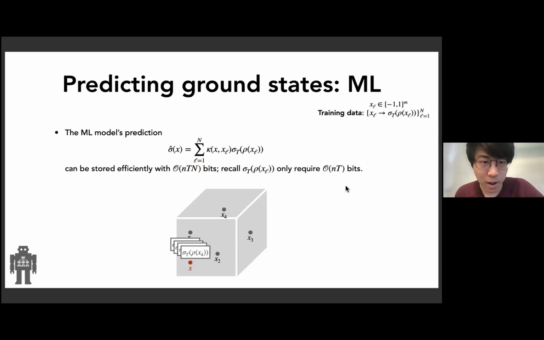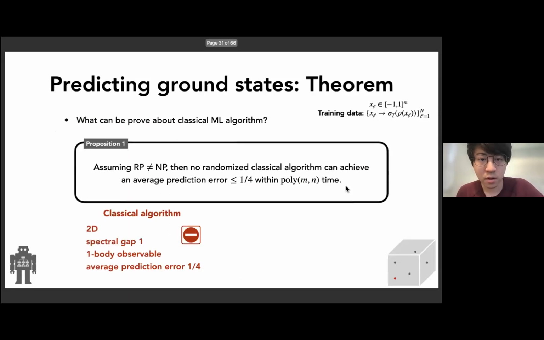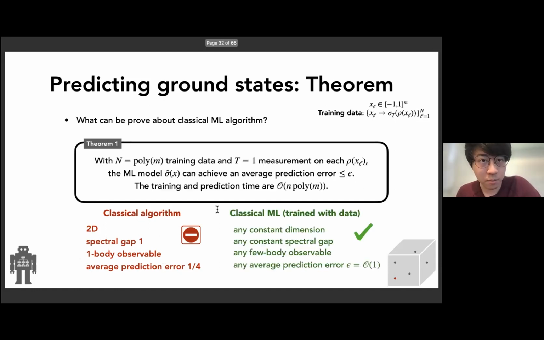So now, after describing the proposed methods, we would like to see what we can prove about this classical machine learning algorithm. Recall from proposition 1 the following statement: for two-dimensional Hamiltonians with spectral gap 1, if the goal is to predict a one-body observable to an average prediction error of 1/4, it's not possible if you utilize a classical polynomial time algorithm.